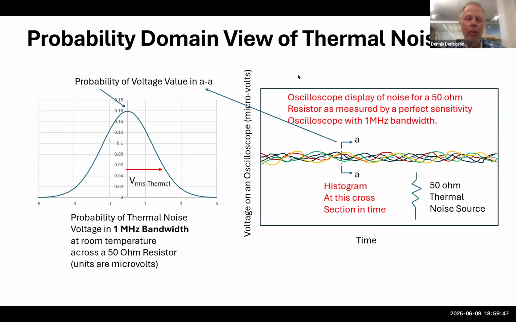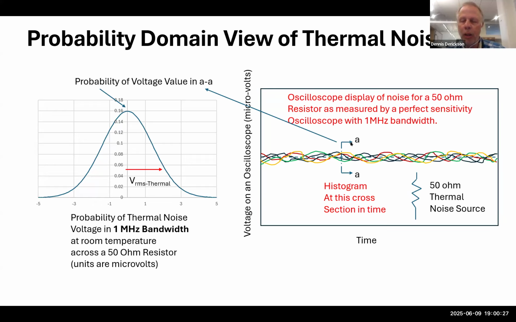Now let's look at other viewpoints of thermal noise. So let's look at an oscilloscope. An oscilloscope measures on this axis the amount of voltage. On the horizontal axis, we measure time. And so if we had a 50 ohm thermal noise source and we put it into a perfect oscilloscope that had great sensitivity, every time we do a trace right here, we would get a little different voltage versus time waveform. And if we collage them on top of each other, we'd find a whole series of voltages.